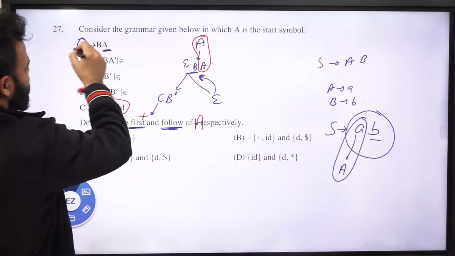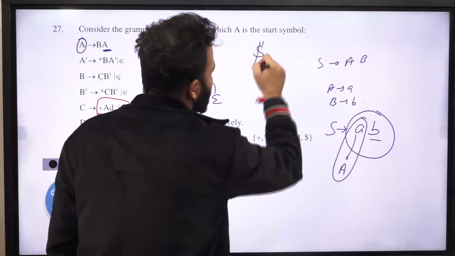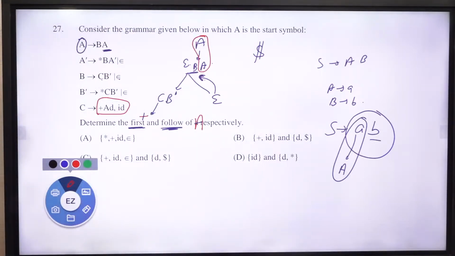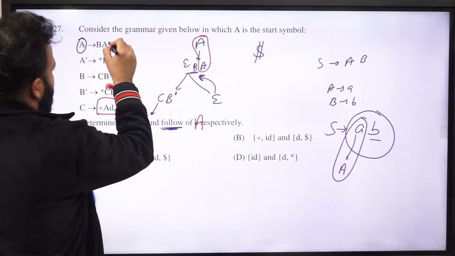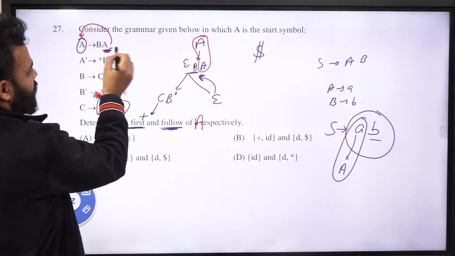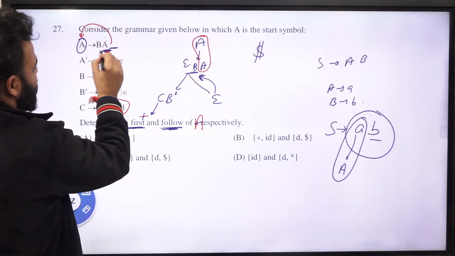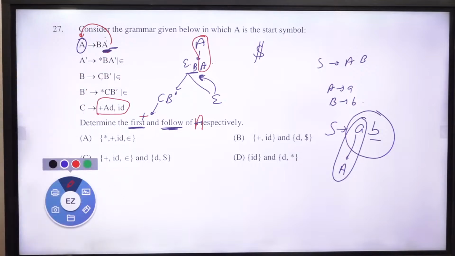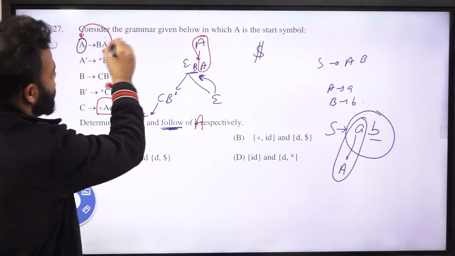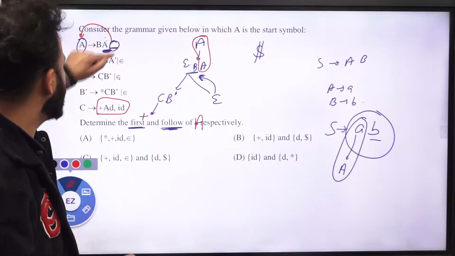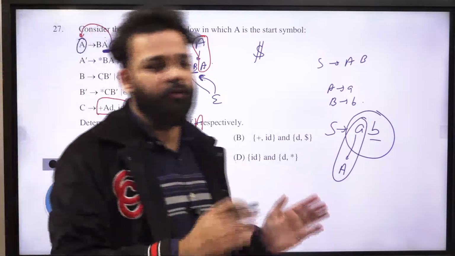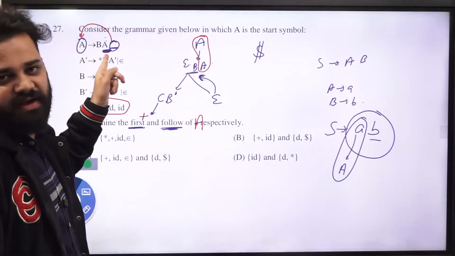So first of all, A is the starting symbol, so dollar will be its follow. Now here, if you see, A is just going back to itself, because there is no element after A. So when we go here, we have to see the first of the just next element. There is no next element here, so we will just move back to the self loop. So this means this A is not giving us anything.